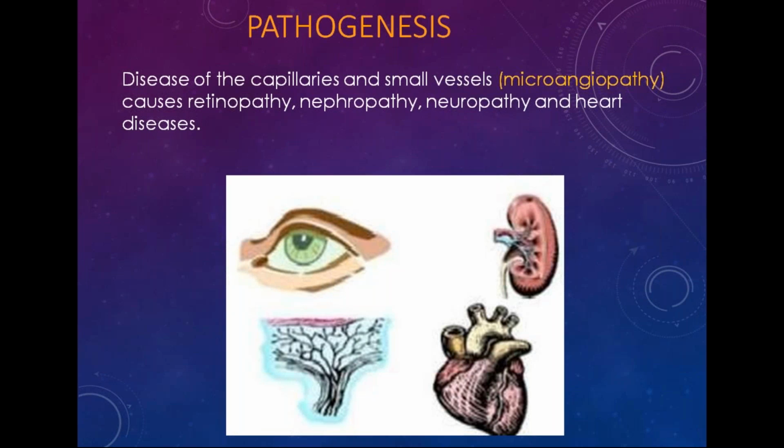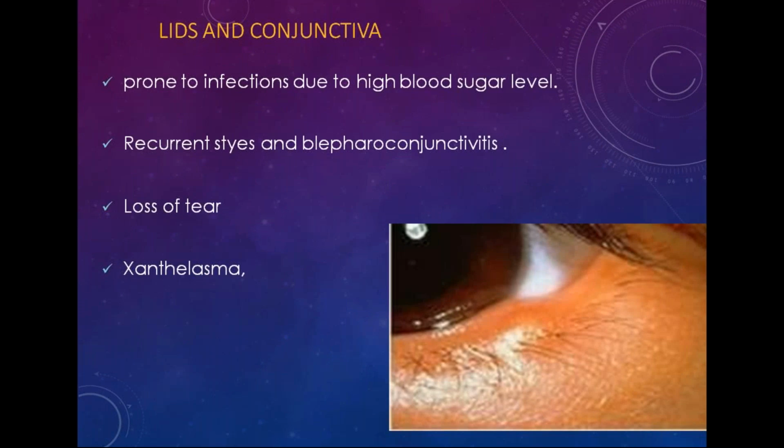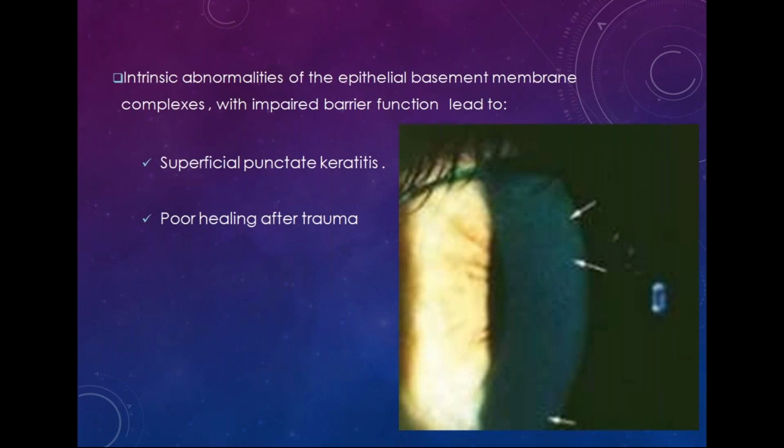This is predominantly microangiopathy. You should remember this word. Diabetic retinopathy or nephropathy is predominantly a microangiopathy resulting in loss of intramural pericytes. Small blood vessels are involved. That is why it is called microangiopathy.